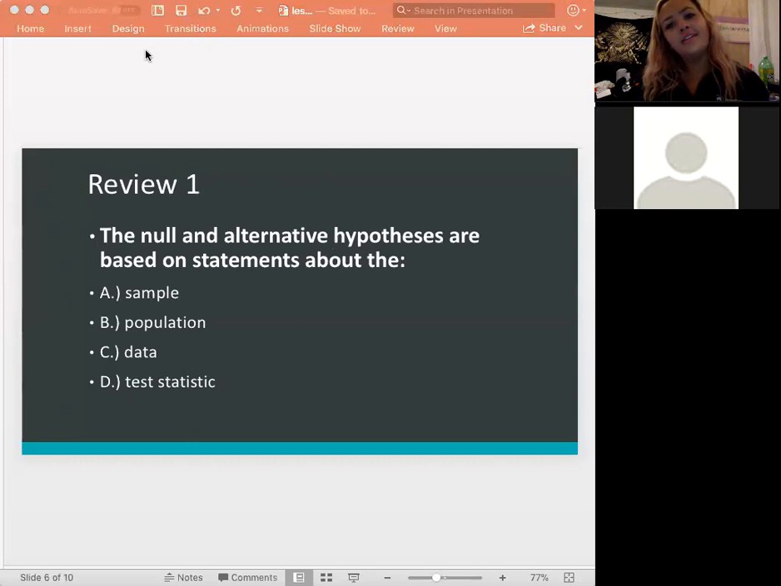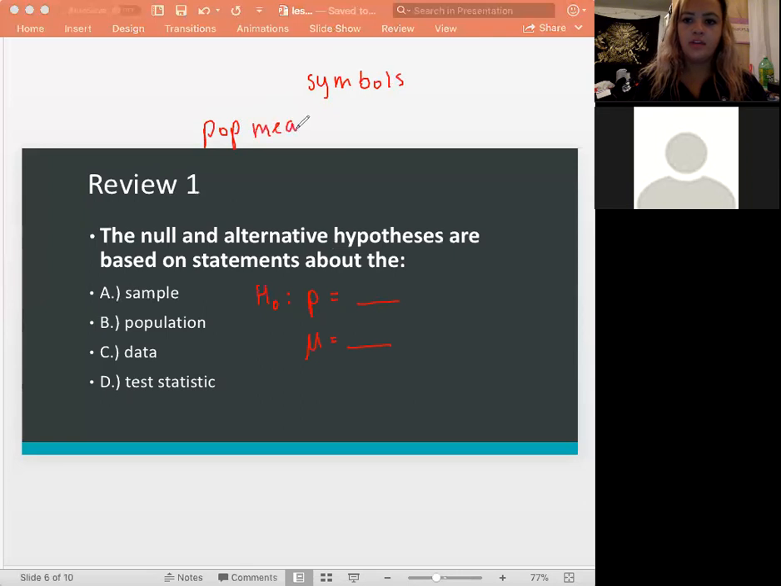Okay, so good. Let's look at this. Remember, when we write our null and alternative hypotheses, if we're just talking about proportions or means, our null is always going to say p equals something or mu equals something. And if you remember the symbols for populations, the population mean is going to be mu, and a sample mean is going to be x bar. Same thing for proportions: we're going to have p, and then p hat for a sample proportion.